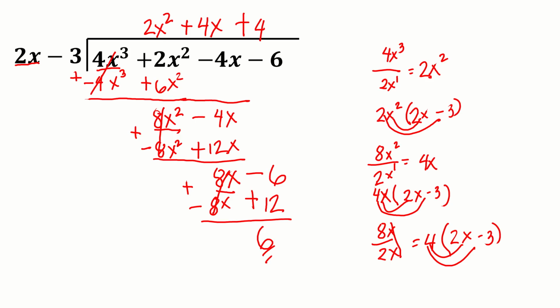So paano isusulat ulit yung final answer? So kopyahin muna natin yung quotient. So that is, yung nasa taas na 2x squared plus 4x plus 4. Then since ito ay positive, so plus the remainder na 6 over the divisor na 2x minus 3. So that is our final answer.